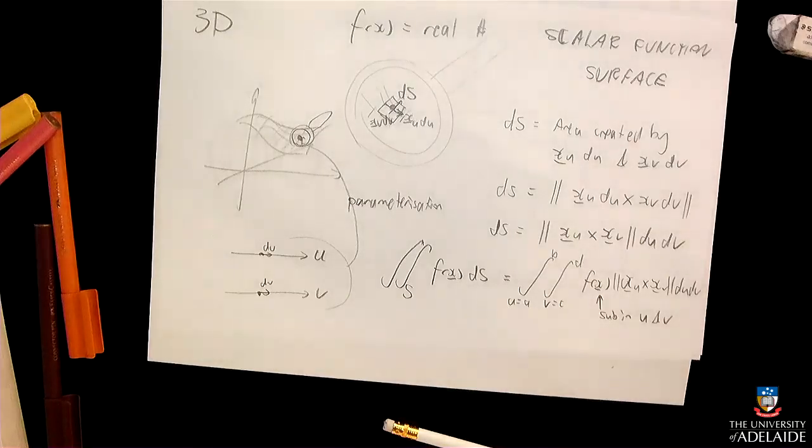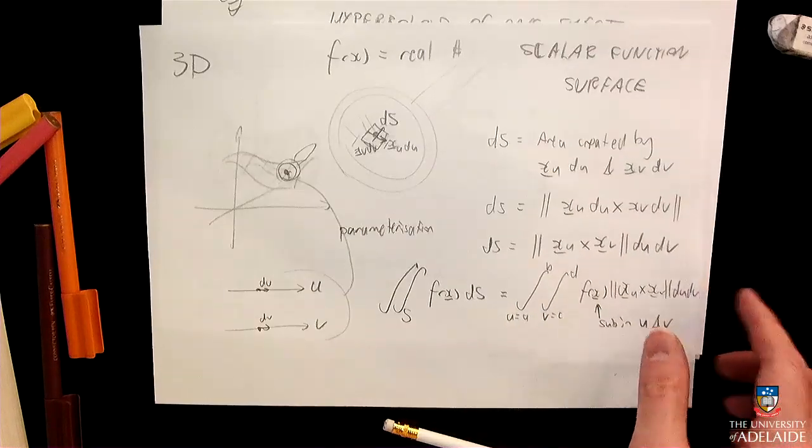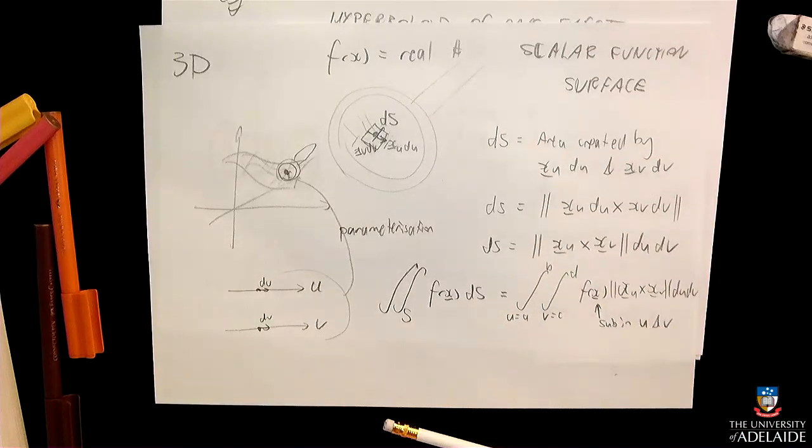Okay. So far, just people still writing. So far, we've done a scalar function across a curve in 3D, and that was the same as doing a scalar function across a curve in 2D. They're the same thing, really. There's just the vectors have different numbers of coordinates.